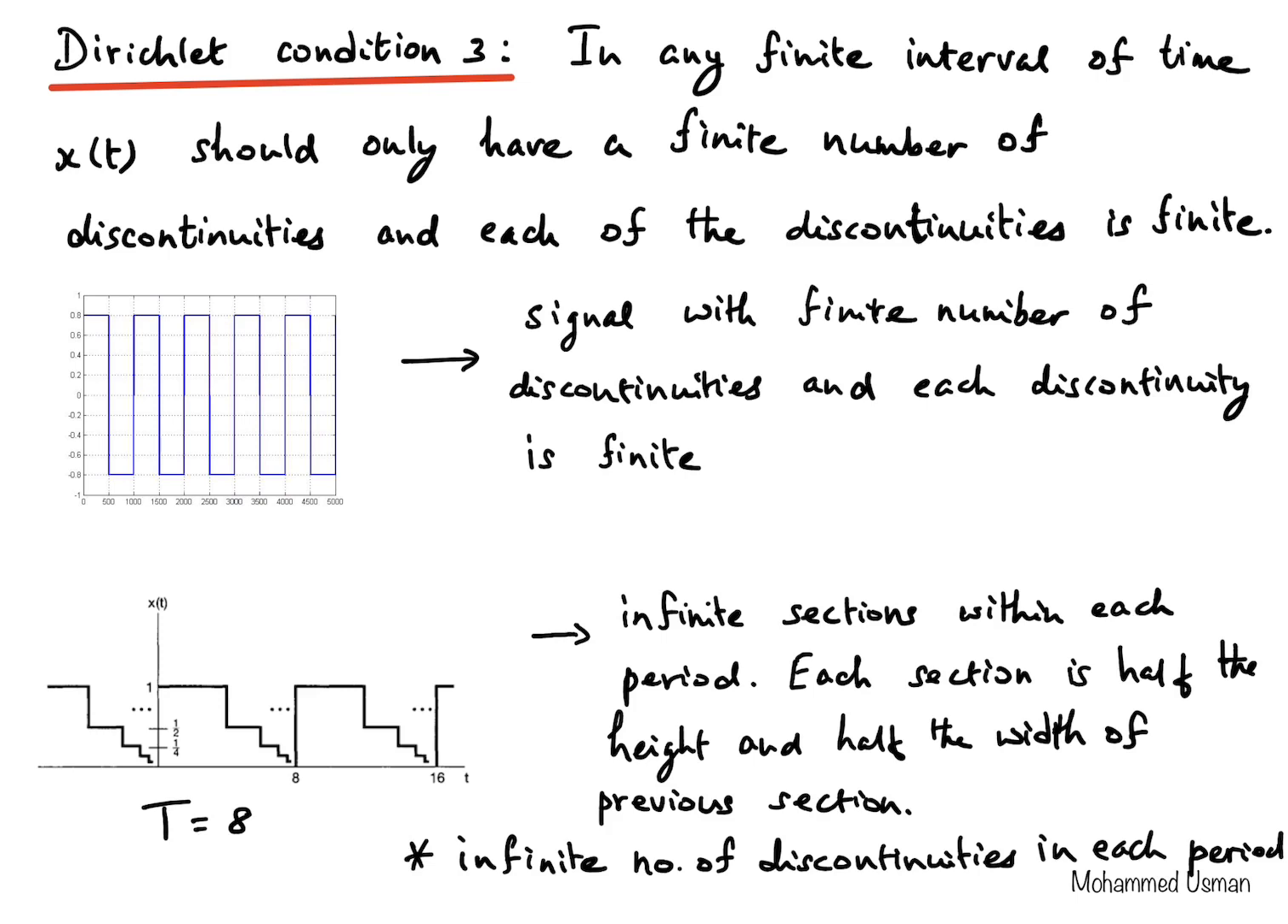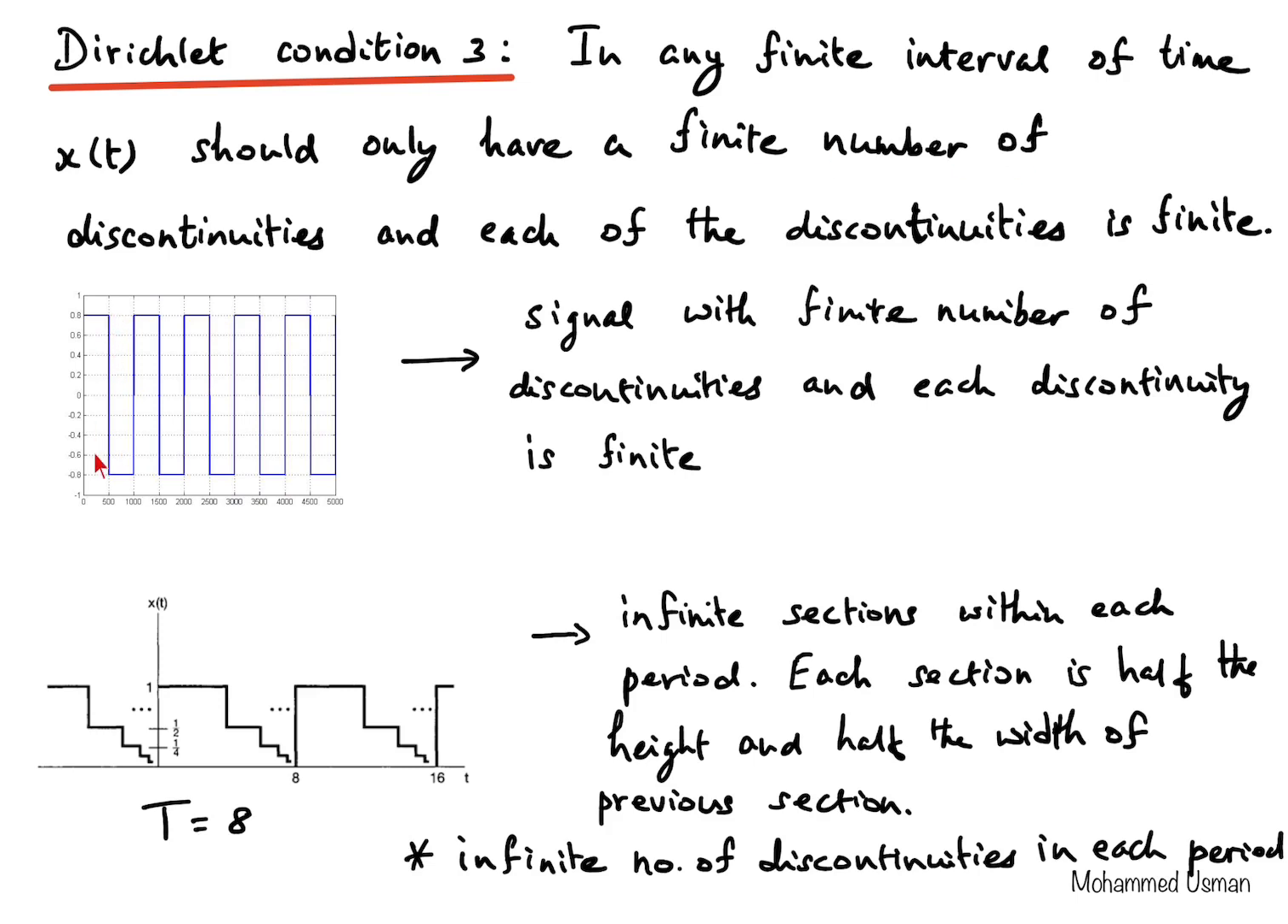So this particular waveform does not satisfy the Dirichlet condition number 3, and therefore it does not have a Fourier series representation. There are 3 conditions that a signal must satisfy for it to have a Fourier series representation. The first condition is that it must be absolutely integrable over any period. The second condition is that in any period it should have a finite number of maxima and minima. And the third condition is that in a finite interval of time it should have a finite number of discontinuities.